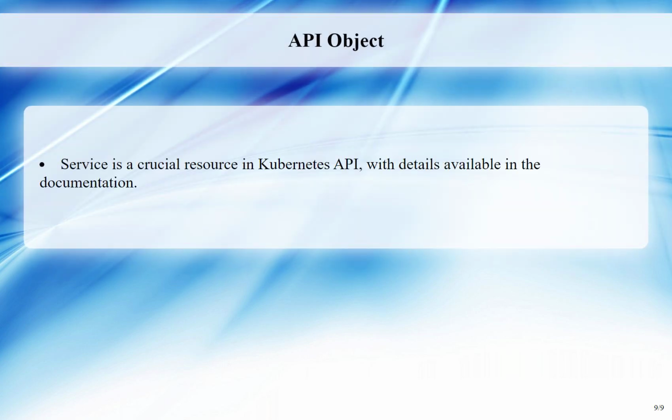Service is a key resource in the Kubernetes API. More information on the Service API object can be found in the documentation.